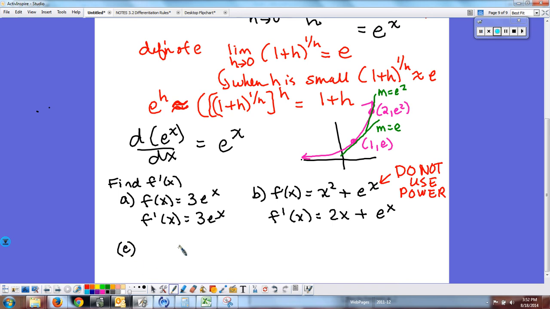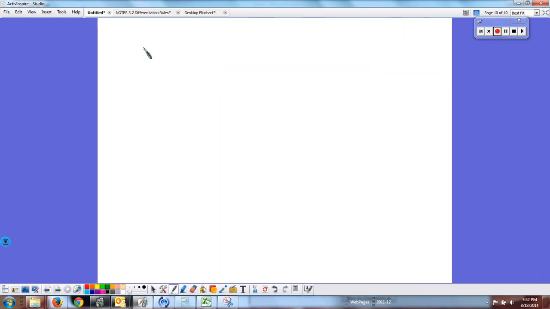Let's do one more example. If I said f of x equals sine of x minus e to the x, then its derivative would be the derivative of sine, cosine of x, minus the derivative of e to the x, e to the x. Okay? So that's a pretty straightforward one. And that should give you the small set of derivative rules that you're going to need to have in your flashcards.